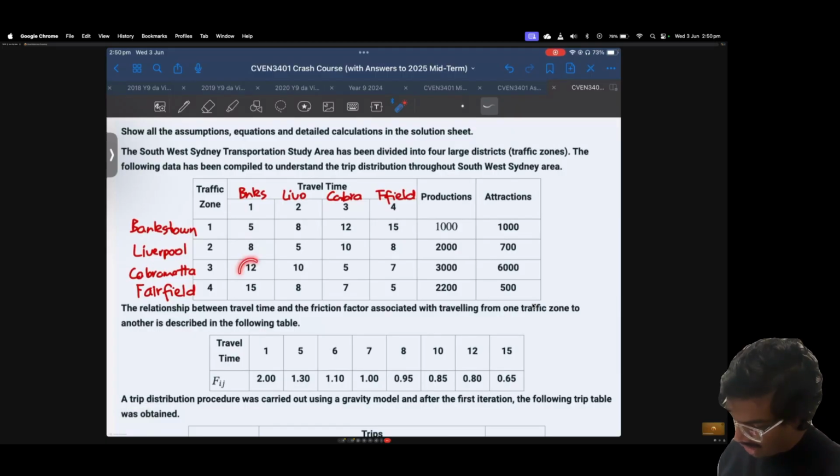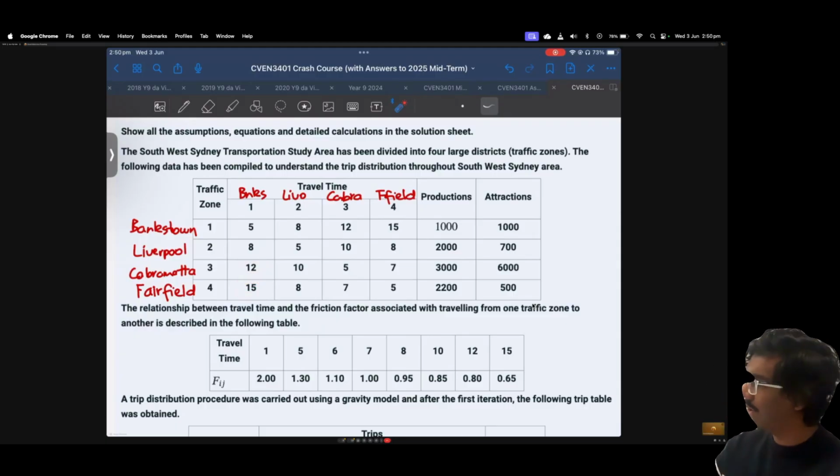Or Cabramatta to Bankstown is 12 minutes. Fairfield to Bankstown is 15 minutes, okay? So these are zones that we've been given data of. Then we have this thing called productions and attractions.